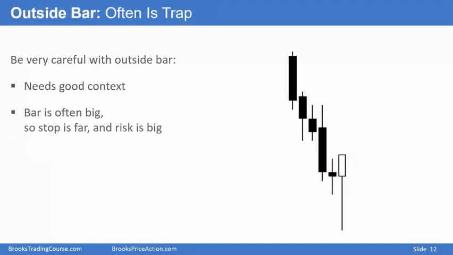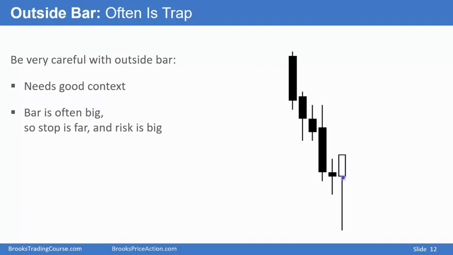Outside bars, you've got to be really careful with outside bars. They are often traps. You need good context if you're going to be trading them. Because think about it. Let's say you look at this bear trend and we get a reversal up. And you say, wow, that's a great looking bull reversal bar. It is, but it's following 5 consecutive bear bars with no pullbacks. So this is the first pullback after 5 consecutive bear bars. If you just look at that bull bar, you say, I'm going to buy right above the high of that bar. Well, it's also the first pullback after 5 bear bars. This is not good context.